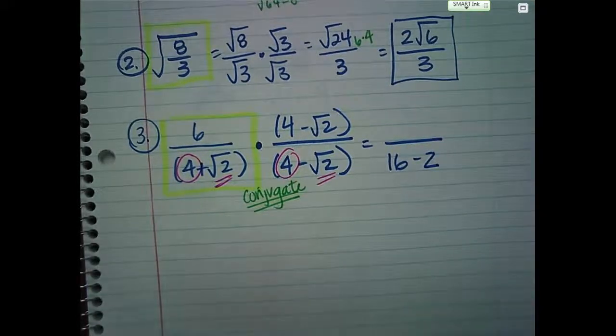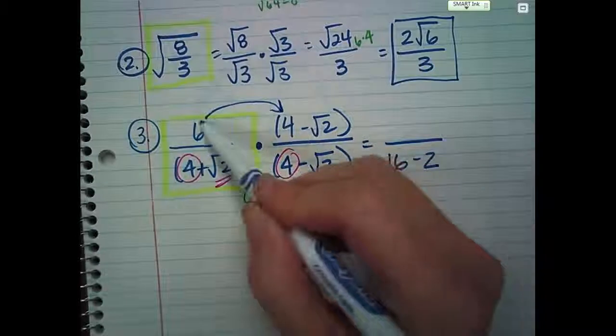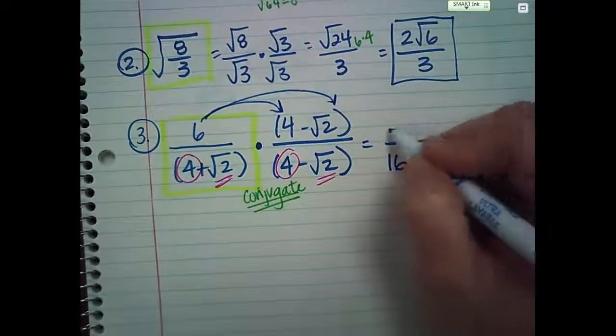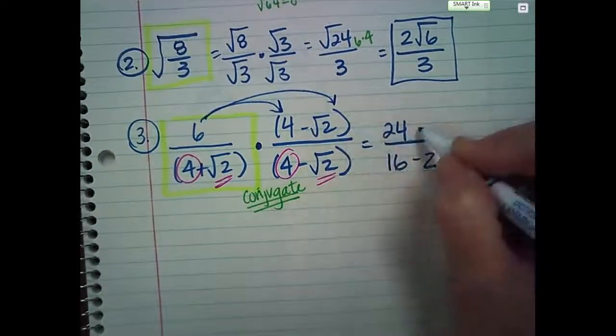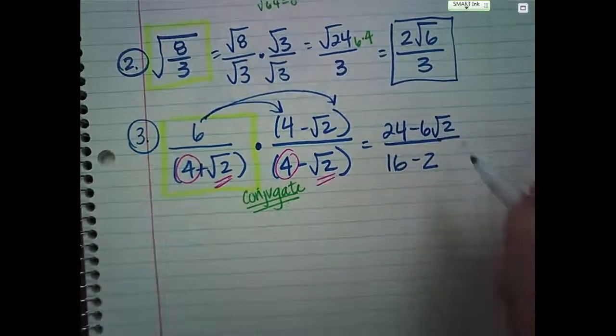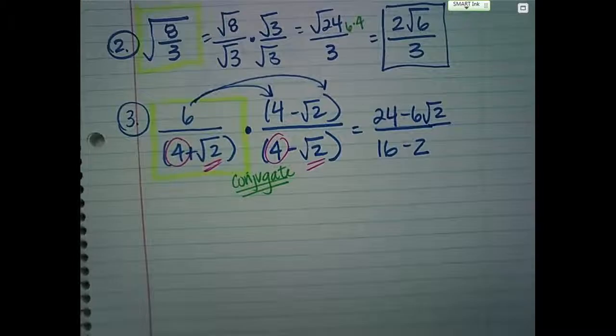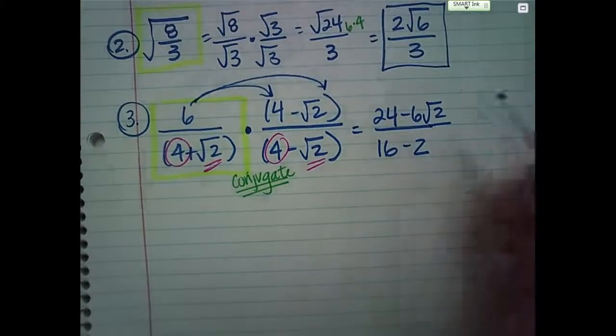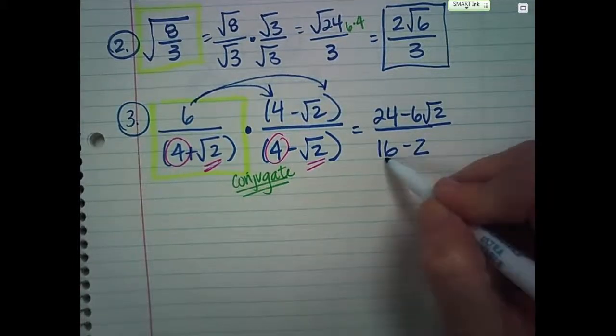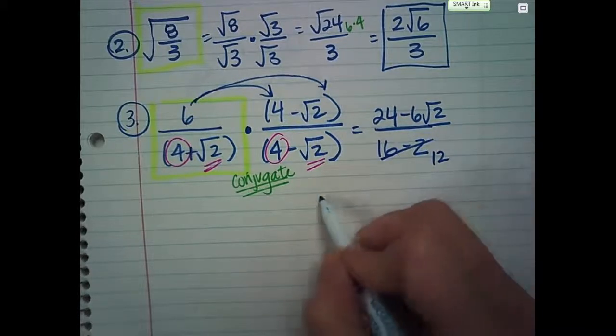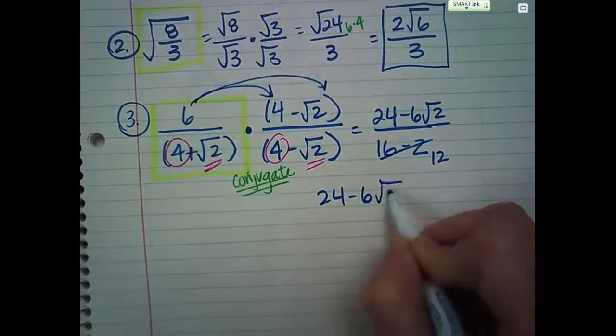Okay? And then the top, we're just going to FOIL. So 6 times 4 is 24, minus 6 root 2. Then we'll clean it up a little bit, okay? This becomes 12. So now I've got 24 minus 6 root 2 all over 12.